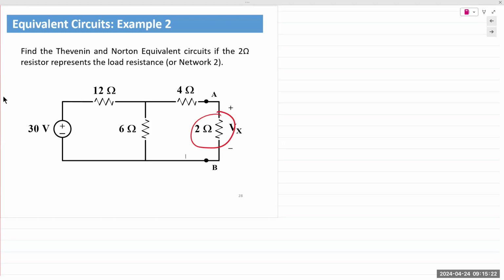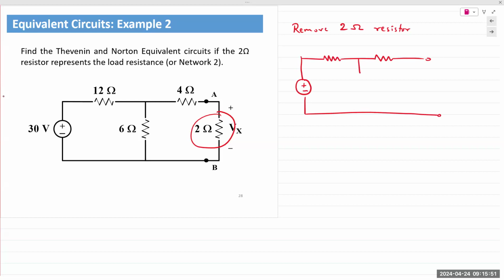So we remove the 2-ohm resistor from our analysis, right? So the circuit that we will analyze does not include the 2-ohm resistor. Okay, so then the circuit looks like this. You have to establish the terminals where you will analyze the circuit. And so once the 2-ohm resistor is removed, the terminals where it was connected are now left open.